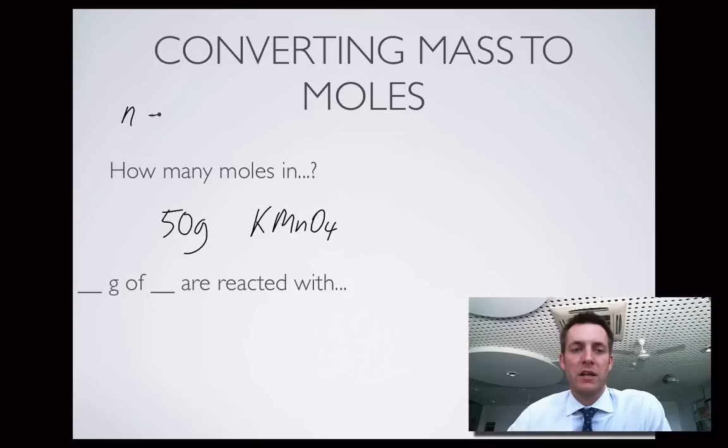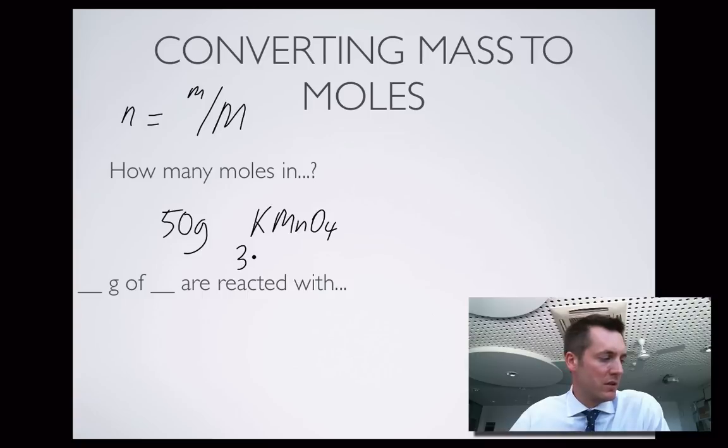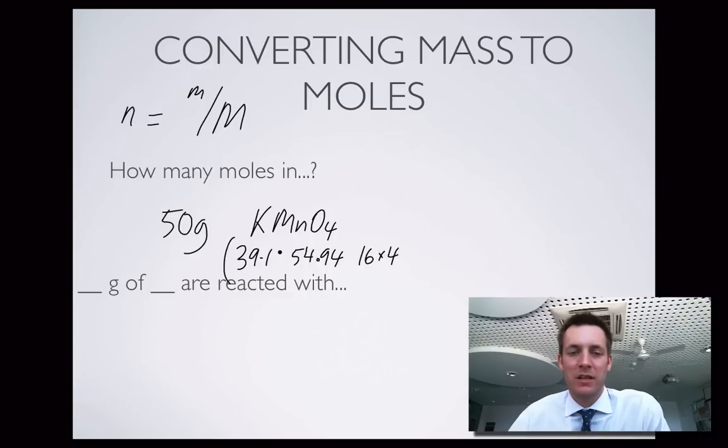We're being asked to find little n. That's the number of moles, and that is little m over big M. It's that one that I told you you'd use again and again. Okay. 50 grams, so the mass is 50. Find out what KMnO4 is. I think that's 39.1 for potassium, 54.94 for manganese, and then we've got 16 times 4. All right, add those things up and then divide 50 by the sum, and you've got how many moles there are in 50 grams of potassium manganate.